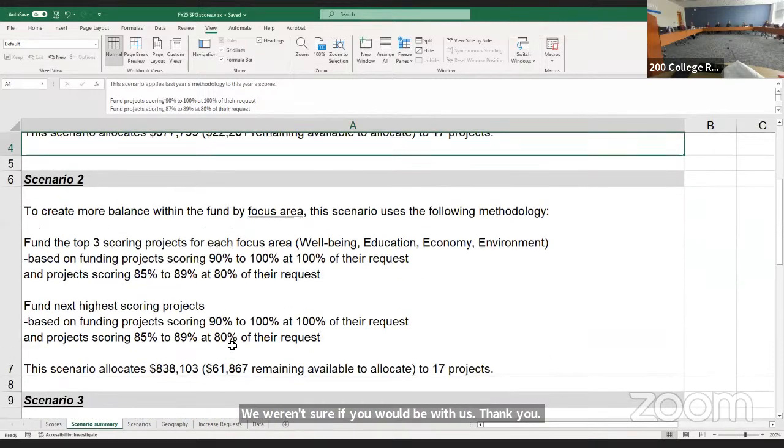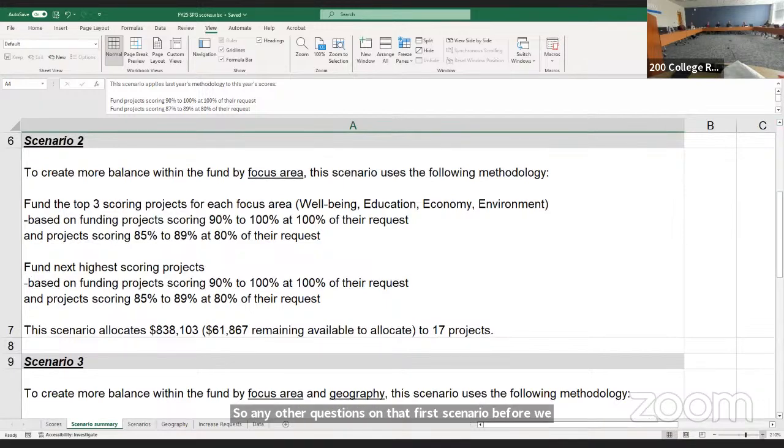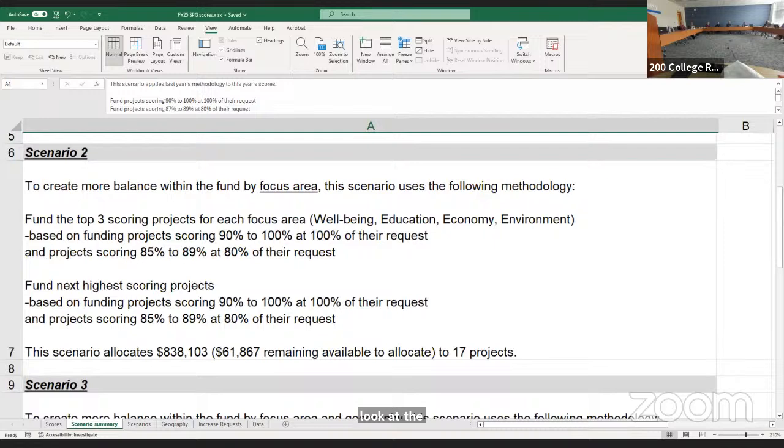So, any other questions on that first scenario before we look at the rest? Great. So the second scenario takes us to creating a little bit more balance within the fund by focus area. So this is something that has definitely been part of the conversation each year with the committee at this point. And like, how are we balancing across the focus areas? What projects are funded, how much of each focus area is funded? So this is a little bit of a new take on that, new idea.